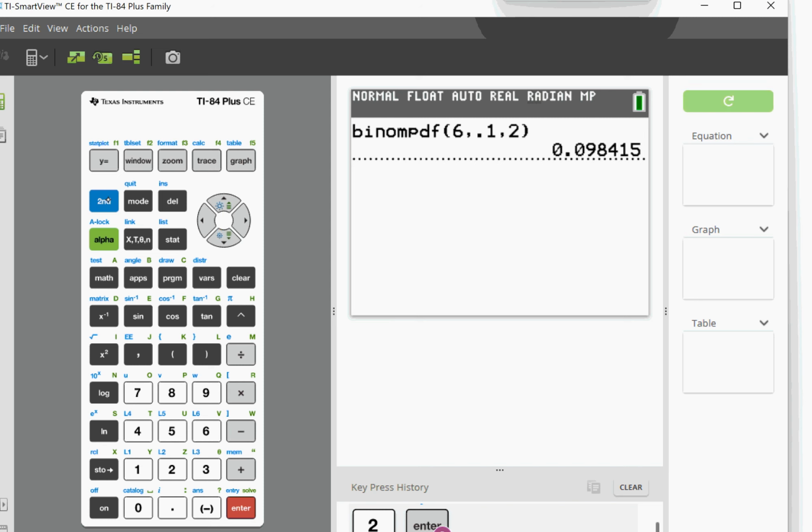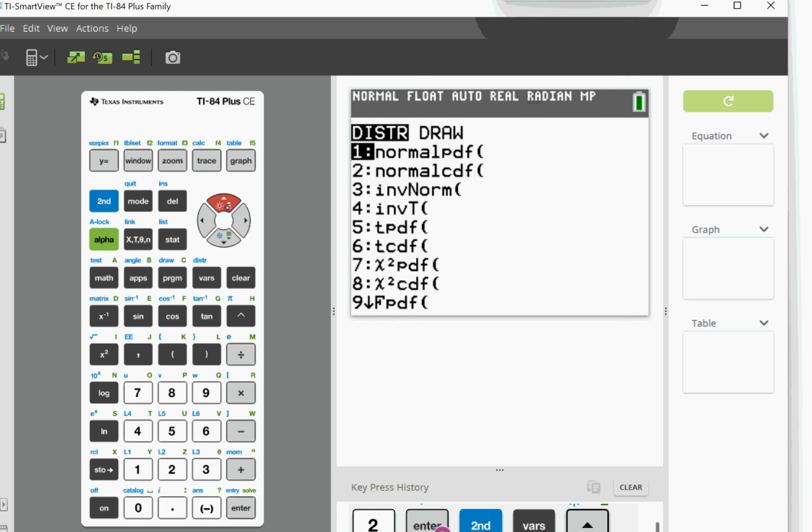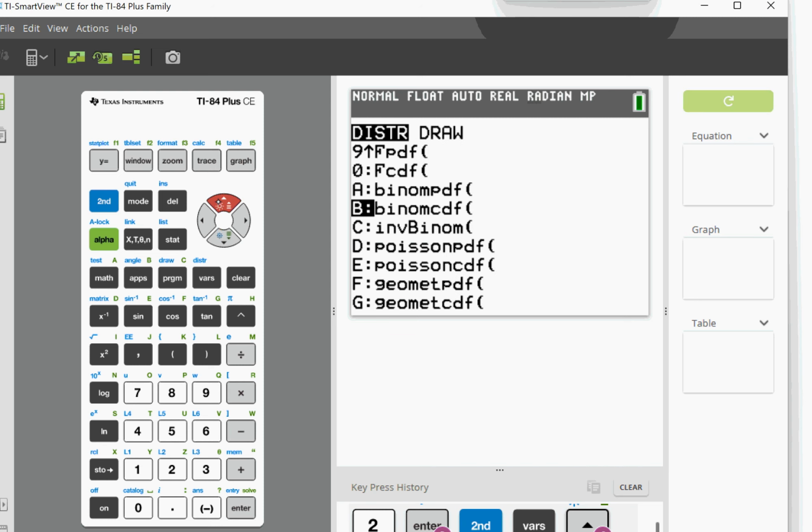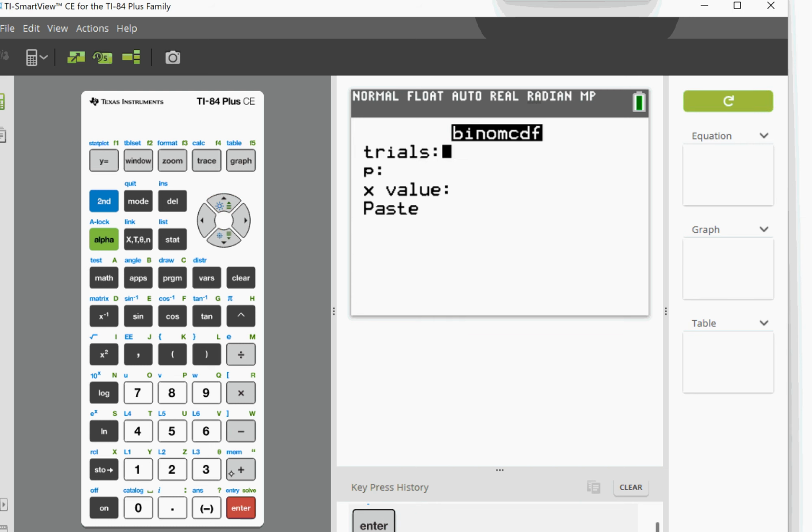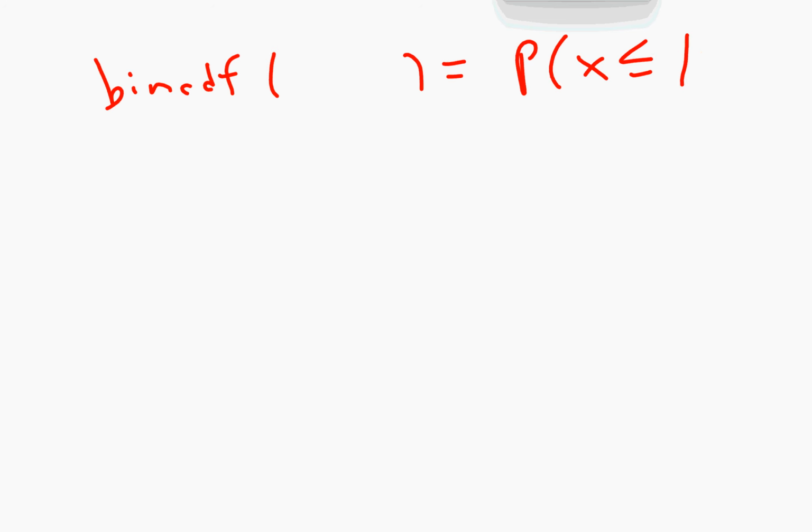So I do second distributions, and I go, well, let's go up here. Letter B says Binomial CDF. That stands for Cumulative Density Function. So if I select that, it looks like all the same things, trials, probability, all that stuff. What the binomial CDF does is compute the probability that x is less than or equal to whatever number you choose. So that's a little bit of a problem for us because we wanted the probability that W was greater or equal to 2.